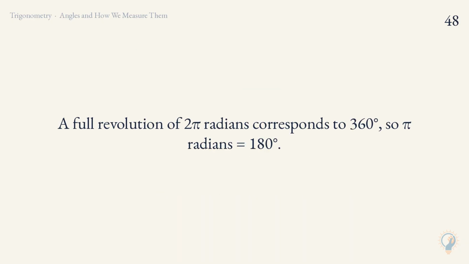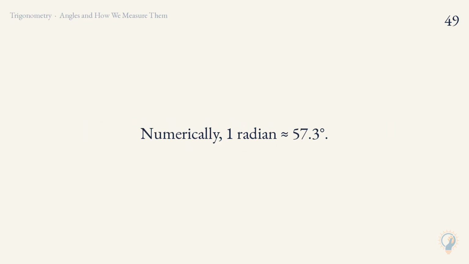A full revolution of 2 pi radians corresponds to 360 degrees, so pi radians equals 180 degrees. Numerically, 1 radian is approximately 57.3 degrees.